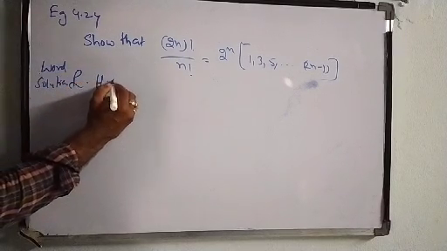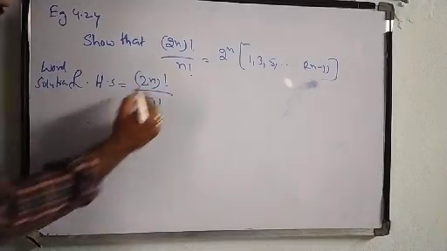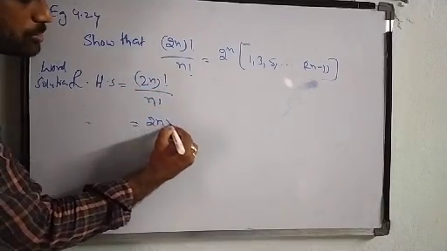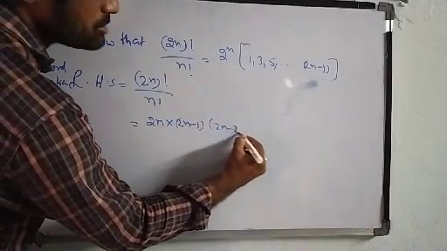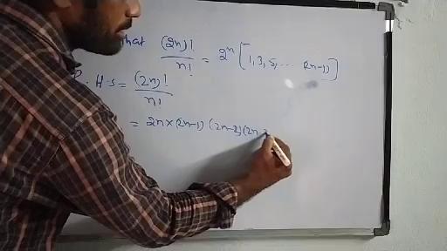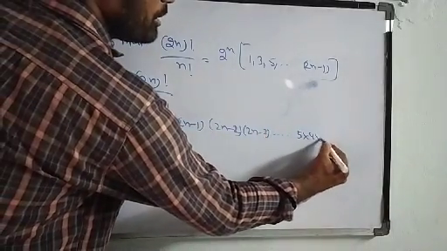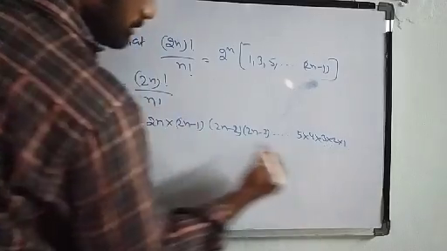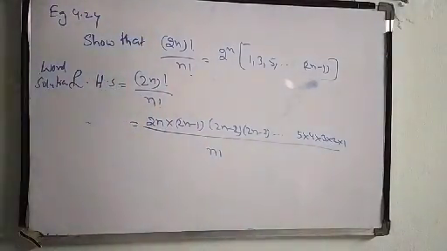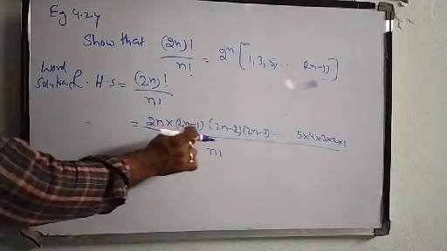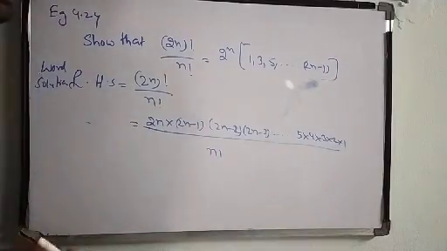Left hand side, which is 2n whole factorial by n factorial. So 2n whole factorial can be written as 2n into 2n minus 1 into 2n minus 2 into 2n minus 3 and so on, 5 into 4 into 3 into 2 into 1, by n factorial. So we know that n factorial is n into n minus 1, but here the number is 2n, so it will be 2n, 2n minus 1, 2n minus 2, up to 1.